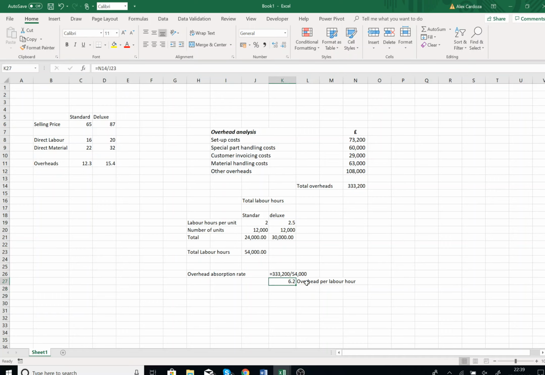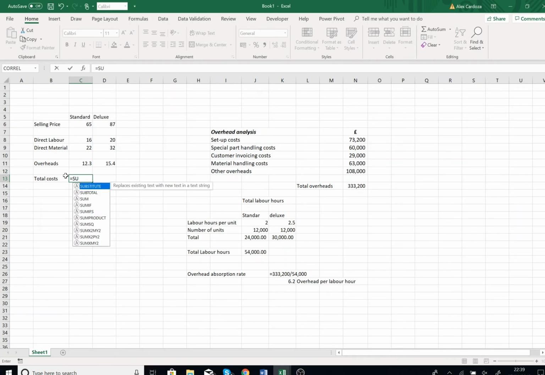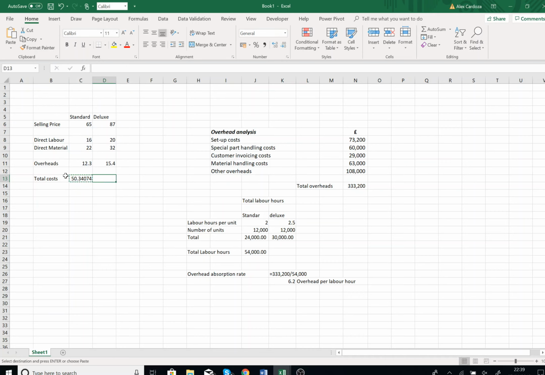You then take this number, as it's per hour, times the number of labor hours per unit used in each of your products. In this case, you've got 12.3 and 15.4, and that is essentially your absorption costing method. Then you just sum these up for your total costs. Total cost 50.3.